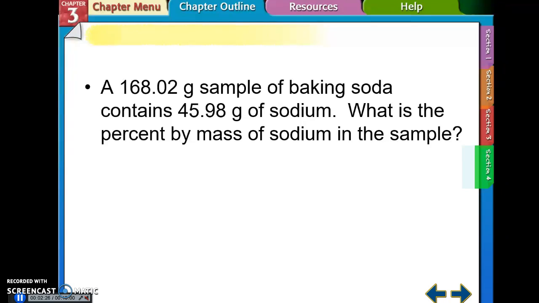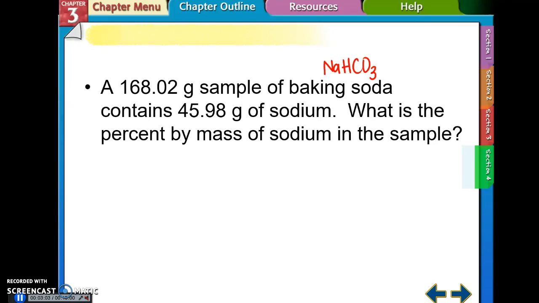So right here, it says that I have 168.02 grams of baking soda. It has 45.98 grams of sodium. What is the percent by mass of sodium in the sample? Baking soda, and we'll talk about this more in Chapter 7, is called sodium bicarbonate. So its formula is NaHCO3. Na is sodium, H is hydrogen, C is carbon, and O3 is 3 oxygen atoms. So right here it asks, what is the percent by mass of sodium in the sample?